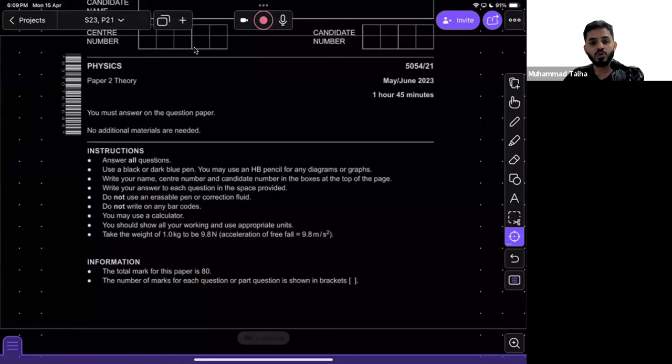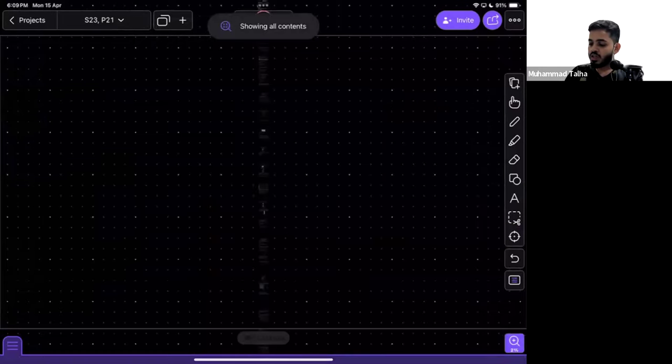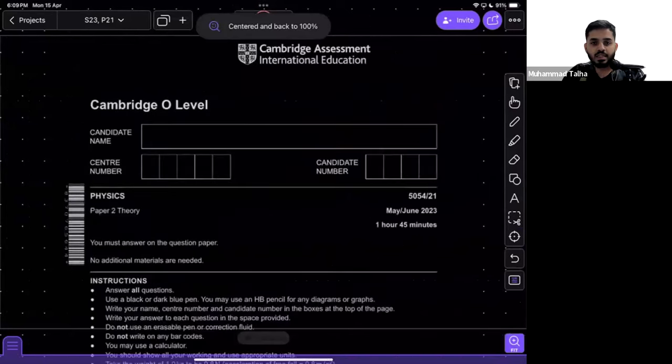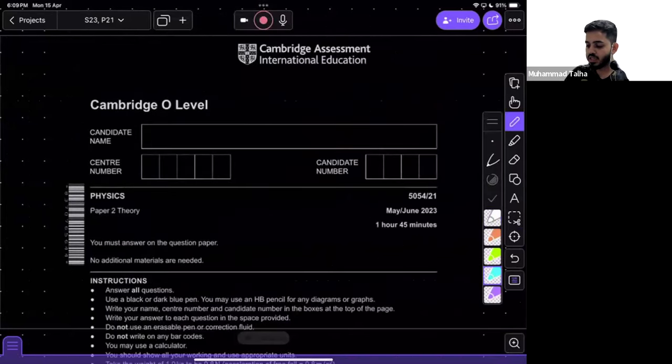This is also what you should keep in mind whenever you are doing papers on your own: this is the time limit you should have. 80 minutes is 1 hour, 20 minutes. If you manage to do it at home in this time, then inshallah, when you sit for your papers, you will be able to finish in this time. So now let's get started with the paper.